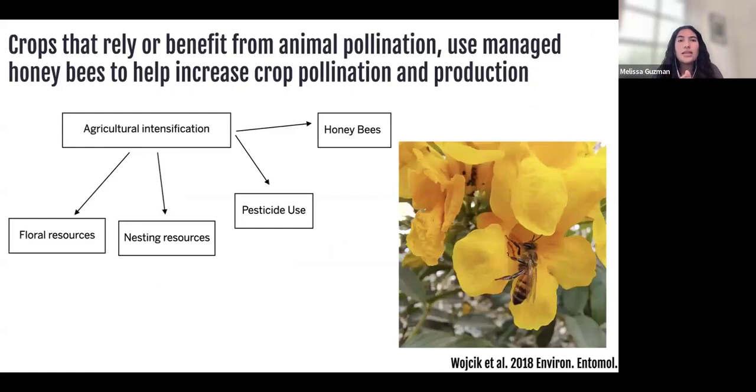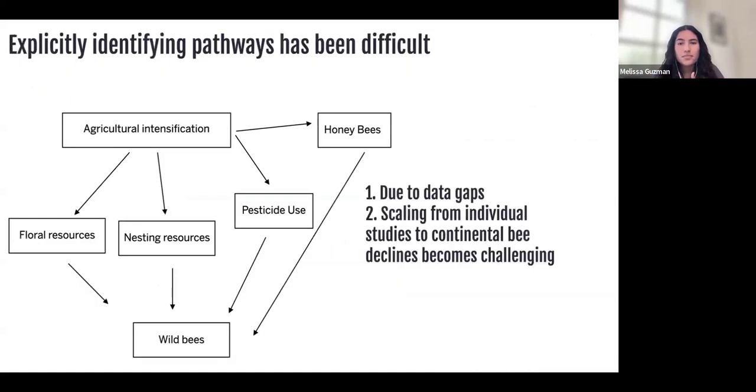The other thing is that crops that rely on or benefit from animal pollination sometimes use managed pollinators like honeybees to increase pollination. One of the problems is that honeybees have been shown to compete with or transmit disease to native bees, but also crops that use honeybees may have different pesticide use patterns. And so actually disentangling all of these threads is really challenging.